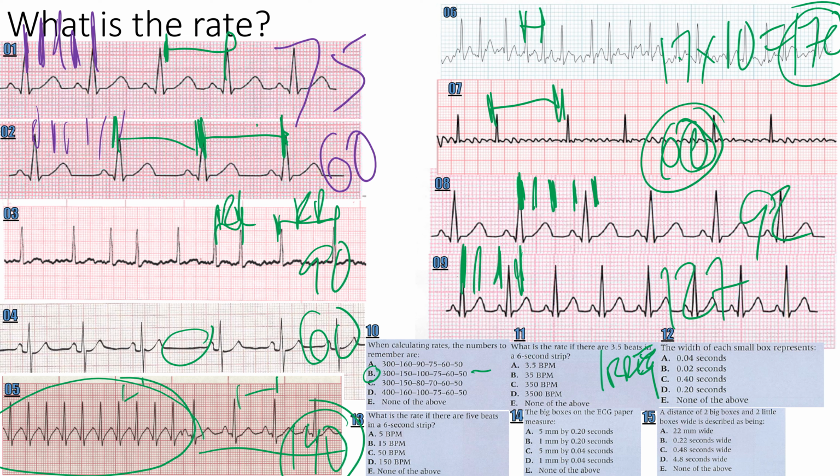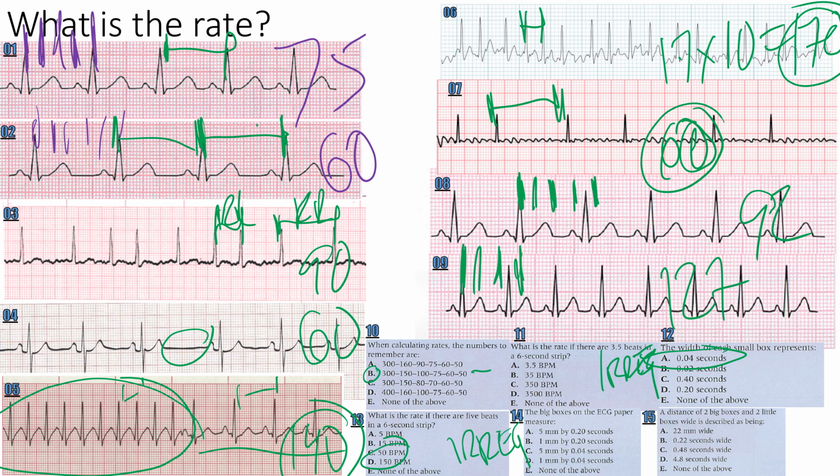What's the width of each small box? Not 0.40, but 0.04. Okay. And number 13. 5 beats in an irregular rhythm, right? So 5 beats equals 5 times 300? No, 5 times 10, right, is 50. Well, I circled both, I guess. All right, so C. And then 14.